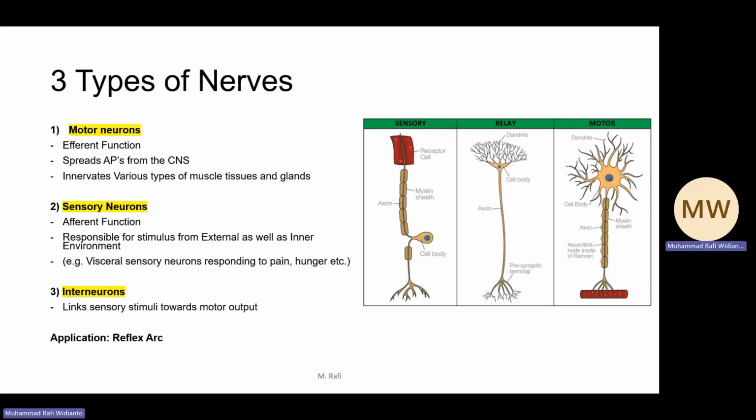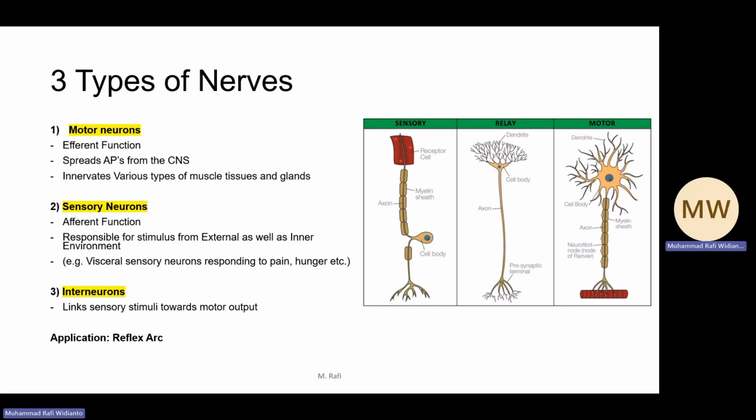Now, the neurons can be split into three categories based on their functionality. We have motor neurons, sensory neurons, and interneurons. Motor neurons are efferent in function, so they go away from the CNS. An example would be a neuron going into a muscle fiber, where an action potential travels through that neuron into the muscle fiber, and that is basically how we contract our muscles.